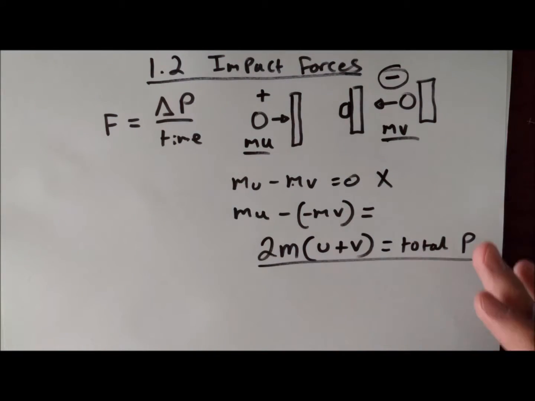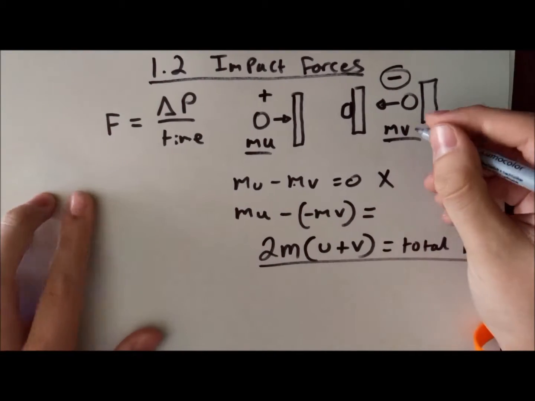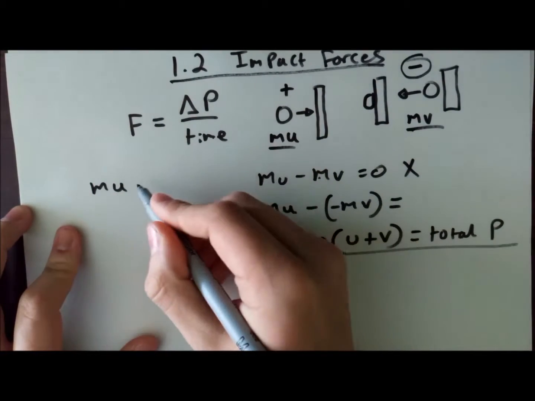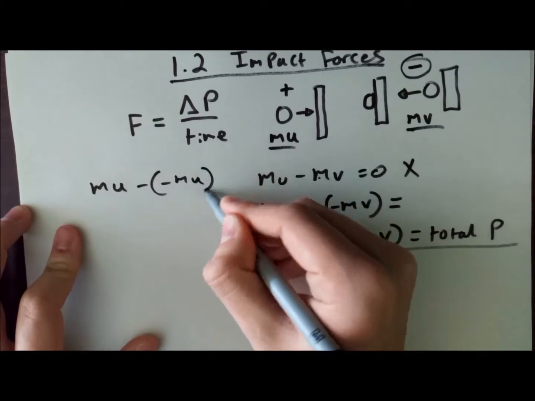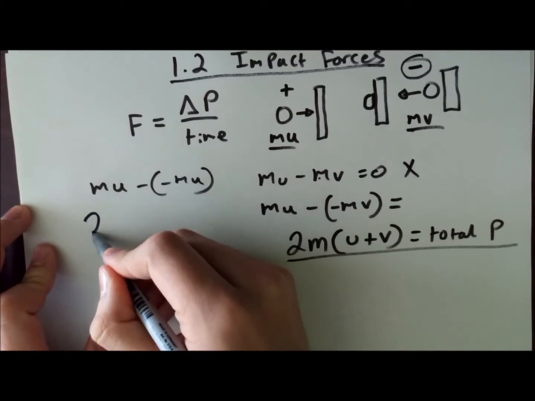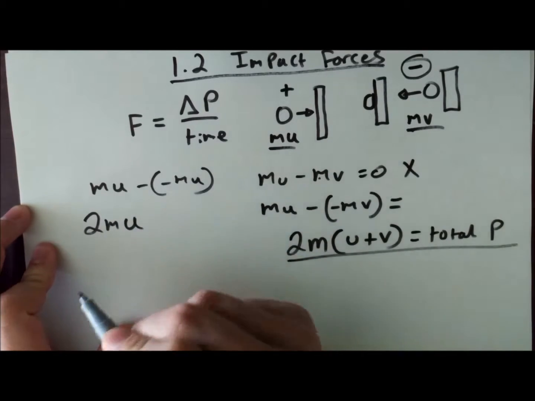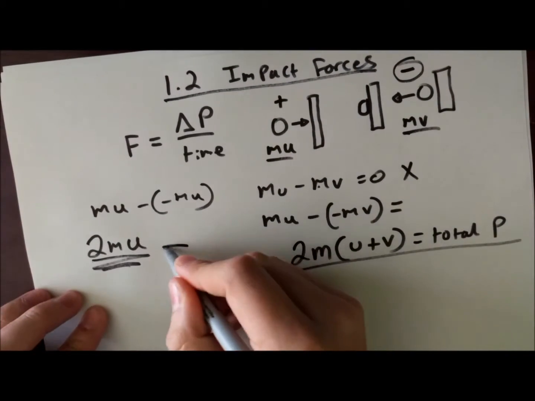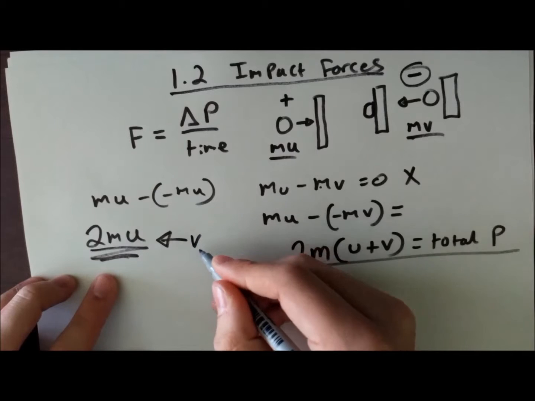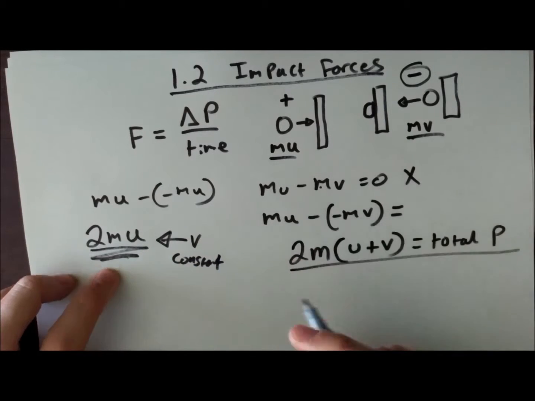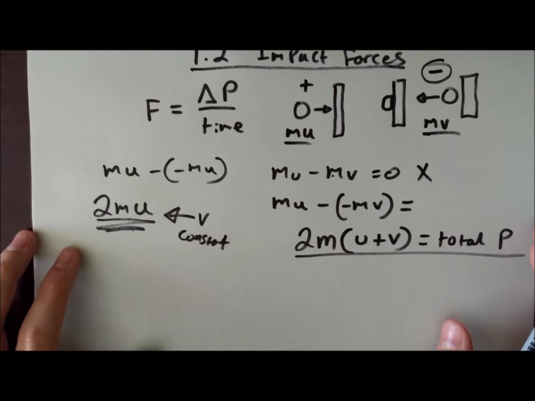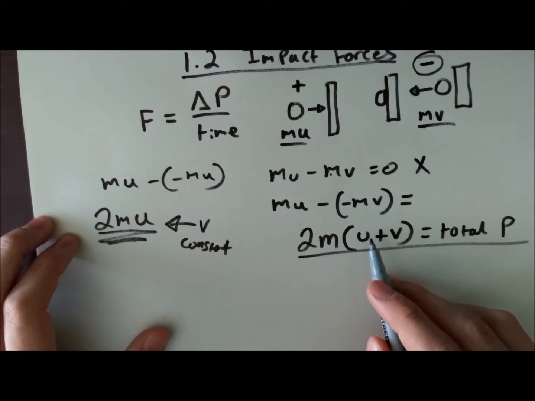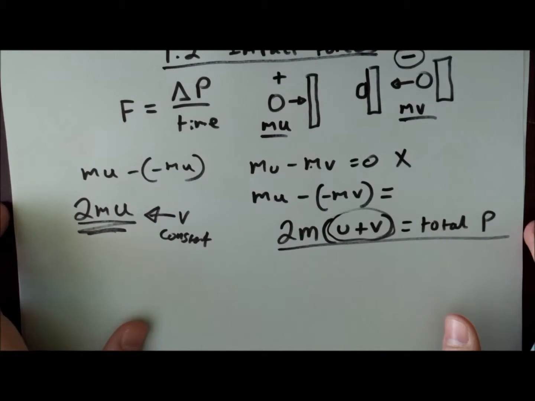Now, if velocity remains constant, we will have mu minus mu, which can be simplified to 2mu. Nice and easy. So in this case, our velocity is constant, which means it's an elastic collision, which we'll go on to later. And in this one, the velocity is not constant, so we must find both of them.